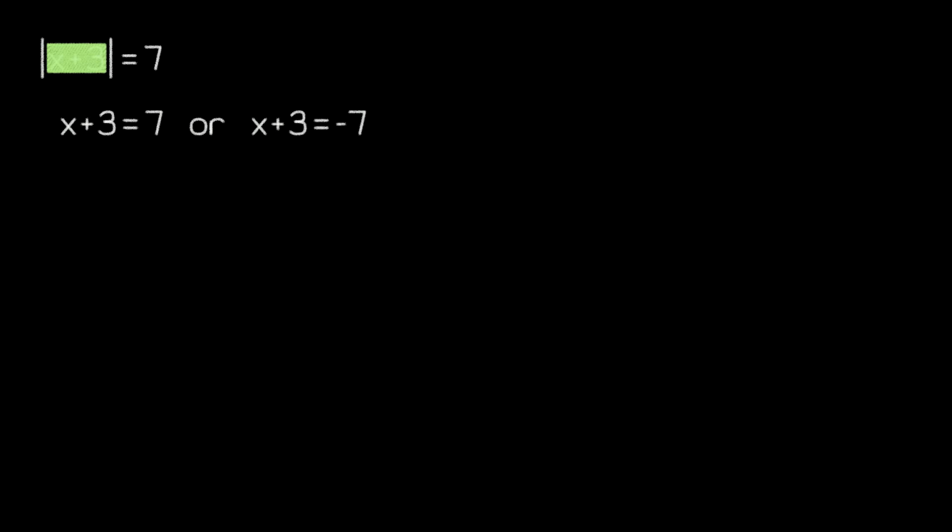Once we do that, we just have a couple basic linear equations to solve. In this first equation, we subtract 3 from both sides to find that x can be equal to 4, which is the solution that we guessed at earlier.